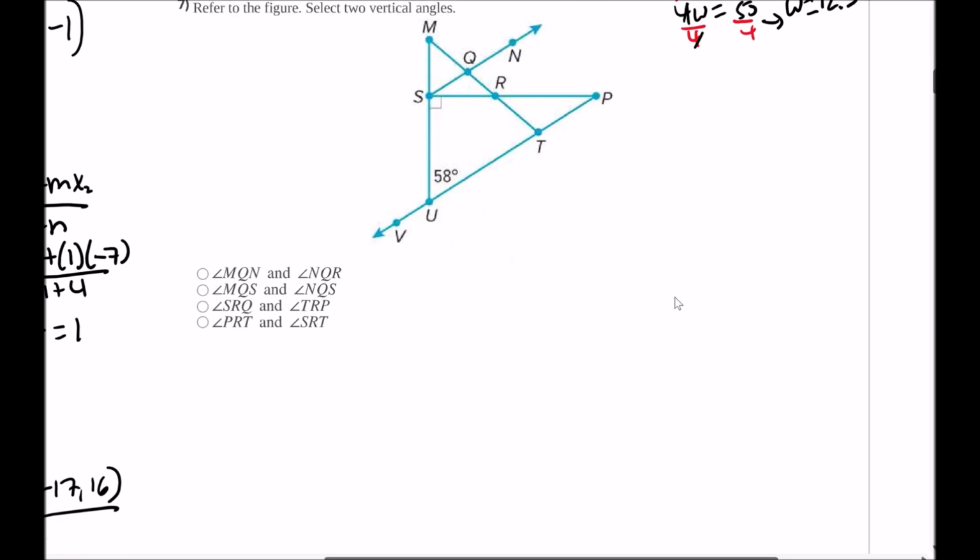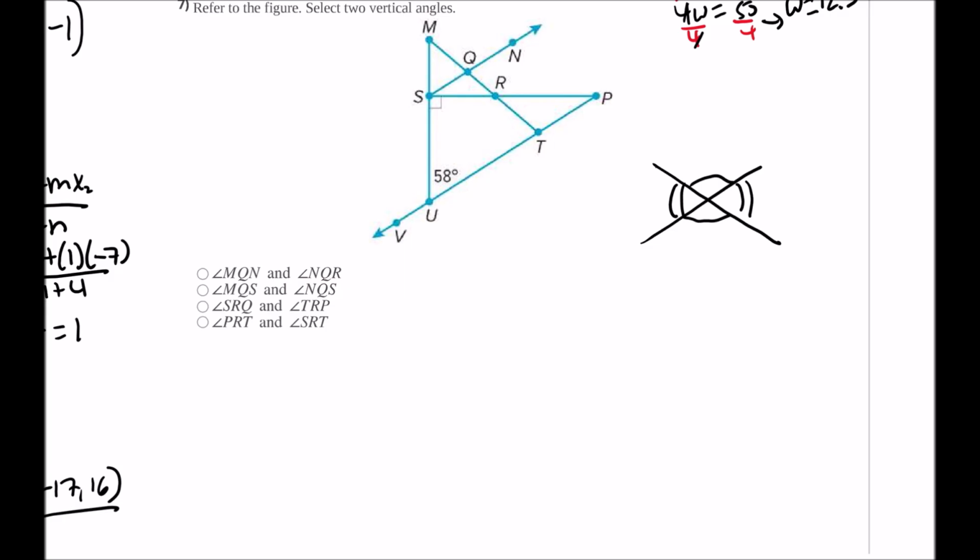Okay, so that's that. So number 7, refer to the figure, select 2 vertical angles. Okay, remember, two vertical angles are when you form an X and 2 lines cross, they form an X, and then you're looking at the angles that do not share a side. They're across from each other, opposite. Okay, so those are vertical angles, and then these are vertical angles as well. Okay, so here, notice that you form an X here, so you can look at the opposite angles for that. You also form an X here, so you can do those opposite angles as well.